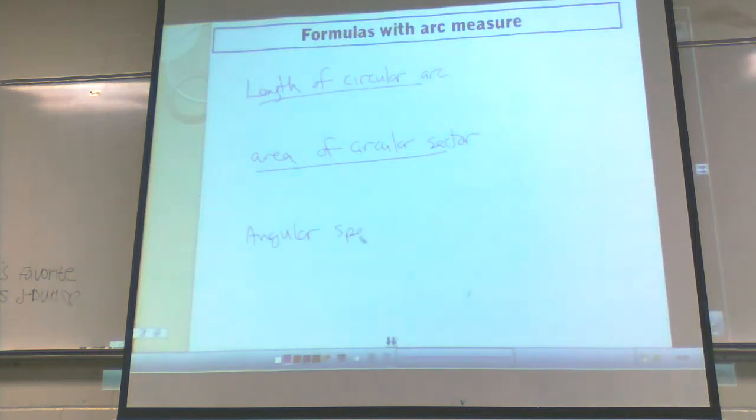At least for the most part. Sometimes they'll switch units on you, and you can still use the same formula, just as long as you keep units consistent with what the problem is. But usually when you do these, you'll be dealing with radians. Okay, so length of circular arc.